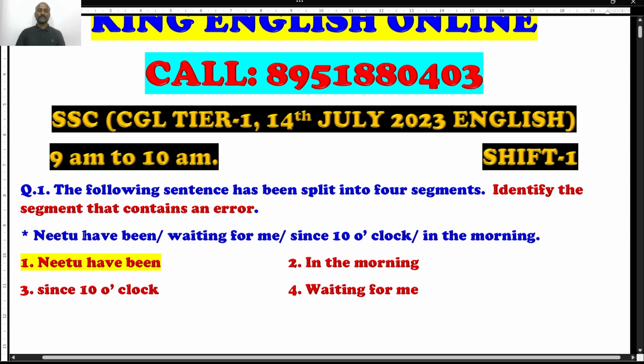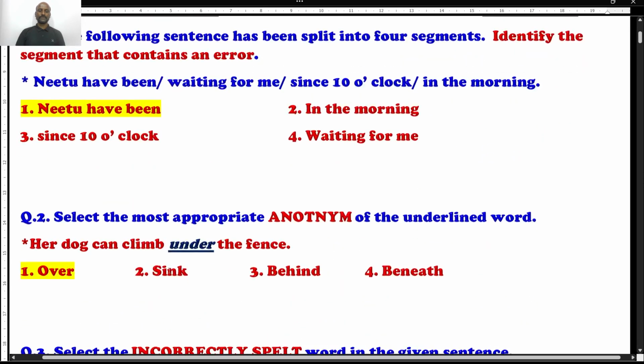With she, have been doesn't collocate. It is supposed to be has been. Here is the error. So this is going to be the error and it's going to be our answer. And the rest of the segments are 100% right. So this is the error in the sentence. Let's move to the next question.